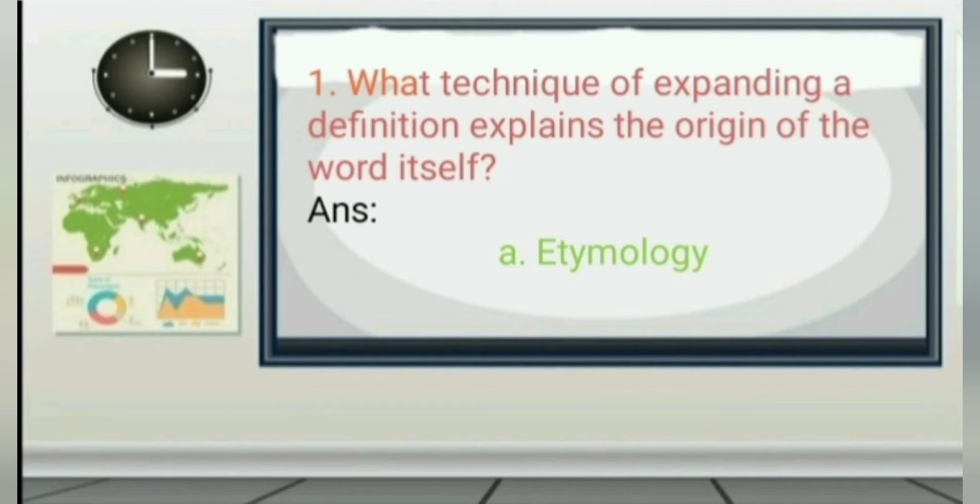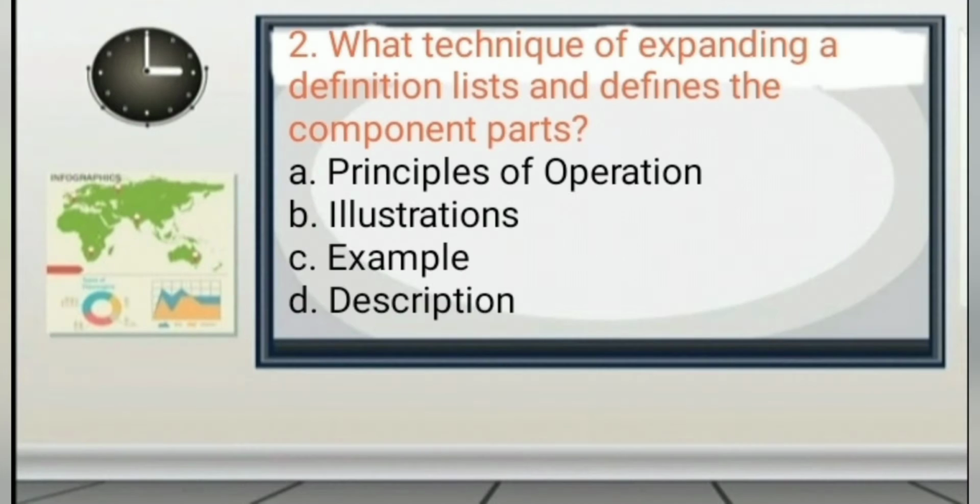And the answer is letter A. Etymology. Number 2. What technique of expanding a definition lists and defines the component parts? A. Principles of operation. B. Illustrations. C. Example. Or D. Description.